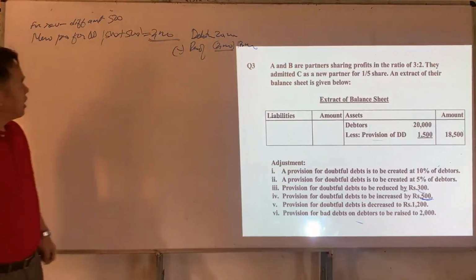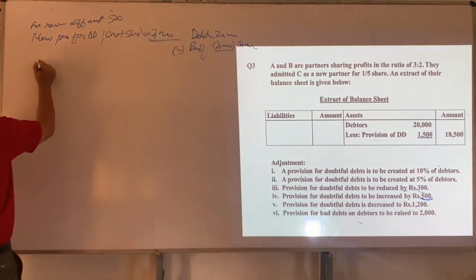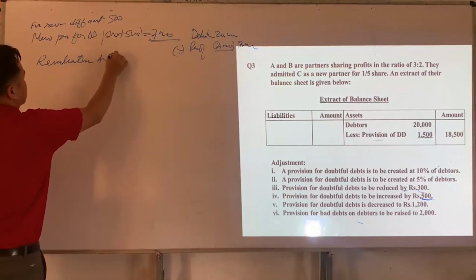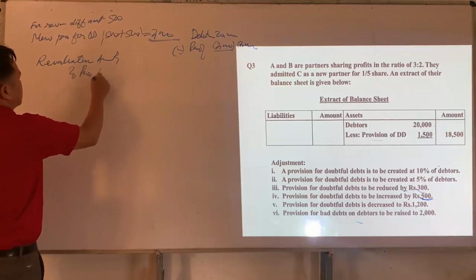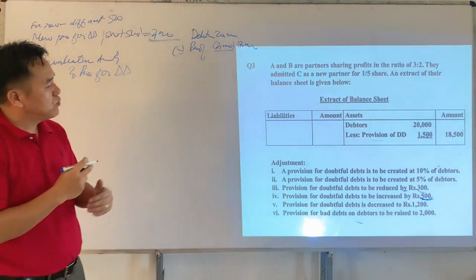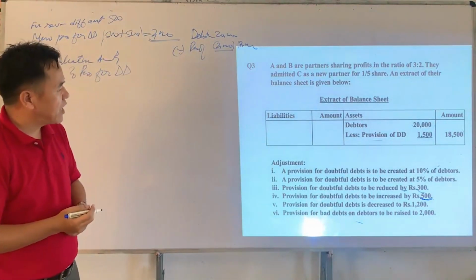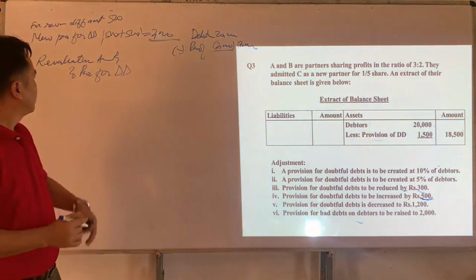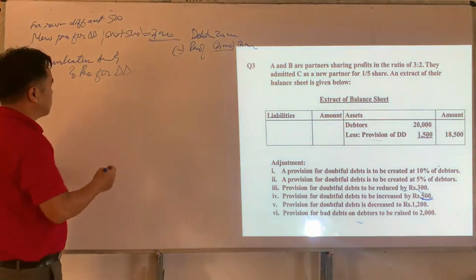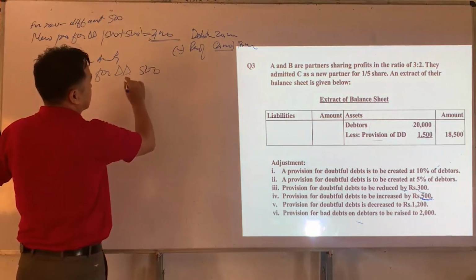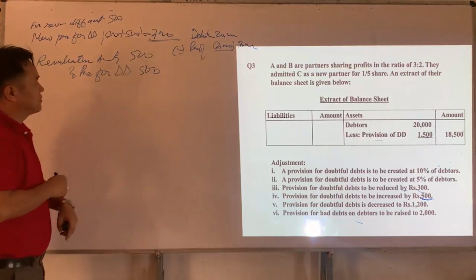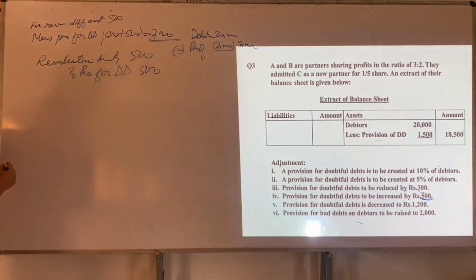Okay. And the journal entry is revaluation account debit to provision for doubtful debt. Since provision for doubtful debt is increased by rupees 500, liability will be increased. If liability increases, it should be credited. It is increased by how much? Rupees 500. Okay. Is that clear for you?